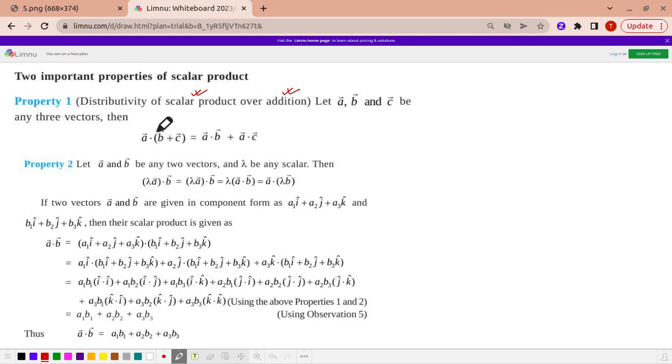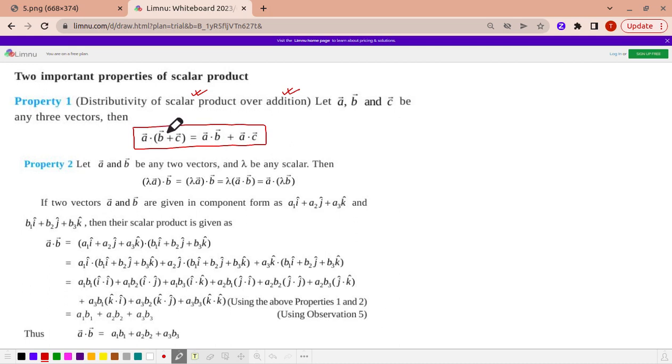Okay, so distributed means what? In the left hand side you see there is only one dot product, but in the right hand side you see there are two dot products. That's why it is getting distributed. Distributed over what? Distributed over the operator plus, that is the addition. I hope you got a very clear idea. So this you need to remember: A dot B plus C is equal to A dot B plus A dot C.